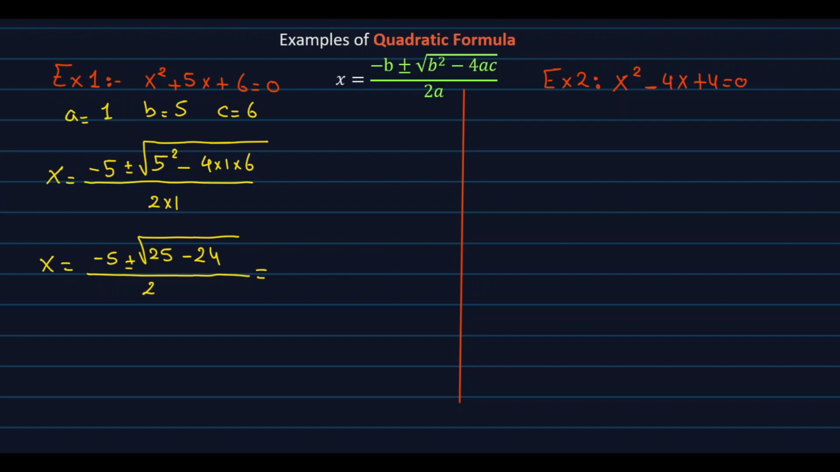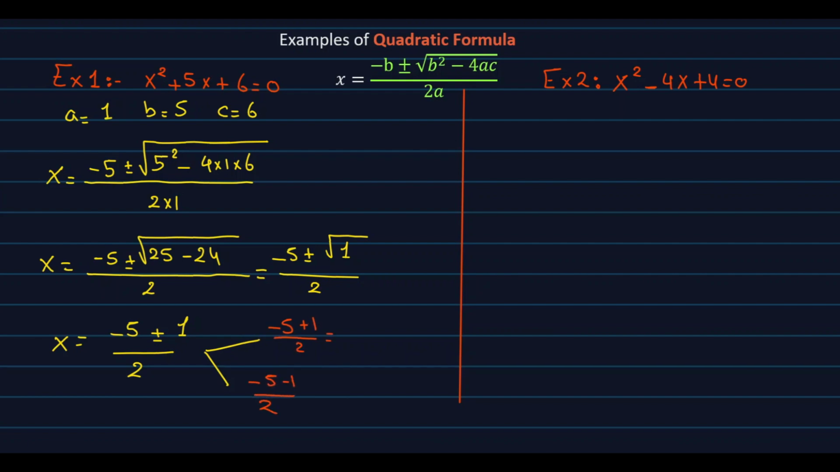This will lead us to negative 5 plus or minus the square root of 25 minus 24, which is 1, over 2. The square root of 1 is just 1, so we have negative 5 plus or minus 1 over 2. We're going to do this for the two conditions, one when it is positive and one when it is negative. First we need negative 5 plus 1 over 2, and next we need negative 5 minus 1 over 2. Negative 5 plus 1 is negative 4 over 2, equal to negative 2.